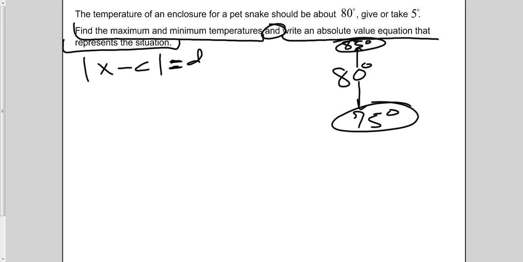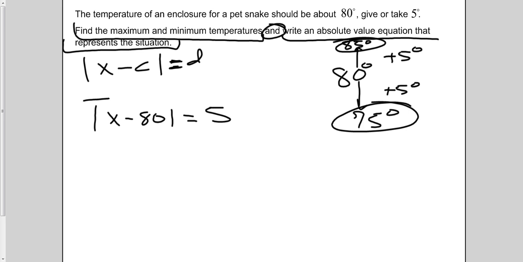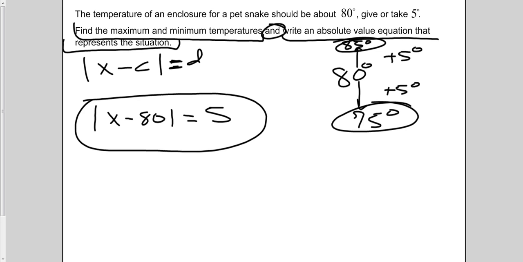Well, if my max and min are 85 and 75, and they're each 5 degrees away, that means my central value is 80. And the distance away from 80 is 5. And so this is how I would write my absolute value equation to answer the second part of the question, write an absolute value equation that represents the situation. And this, being the 75 and the 85, would be the maximum and minimum temperatures.